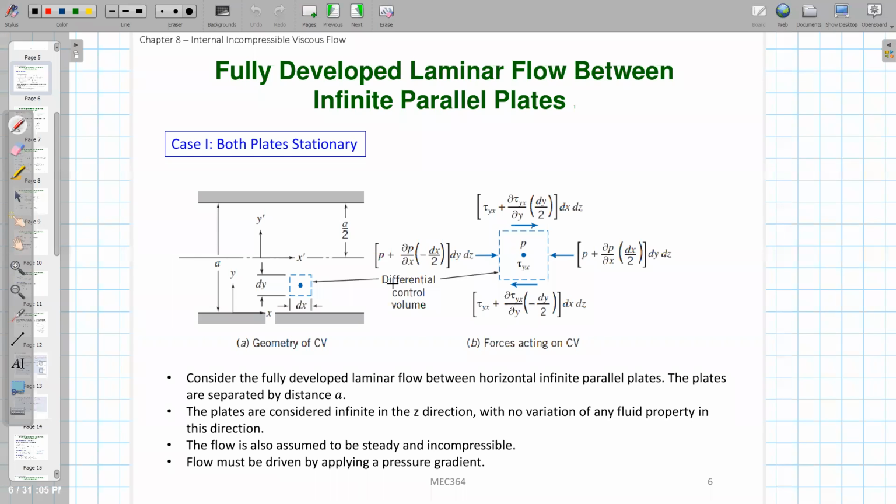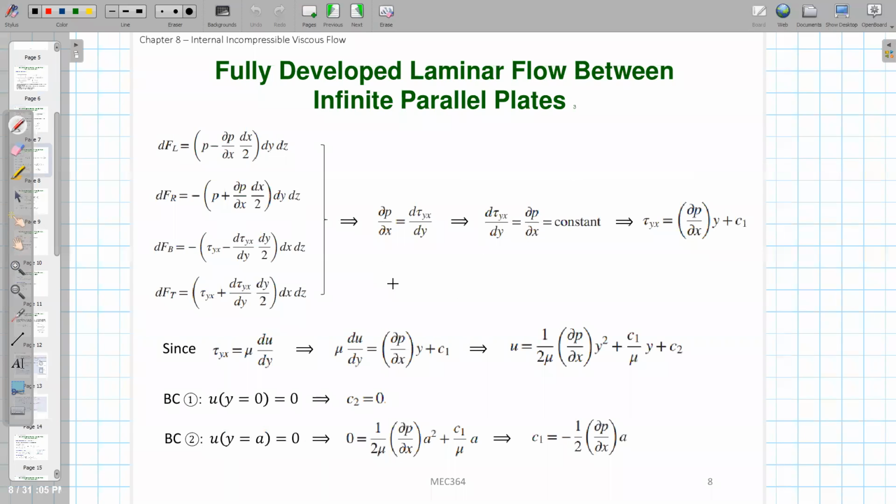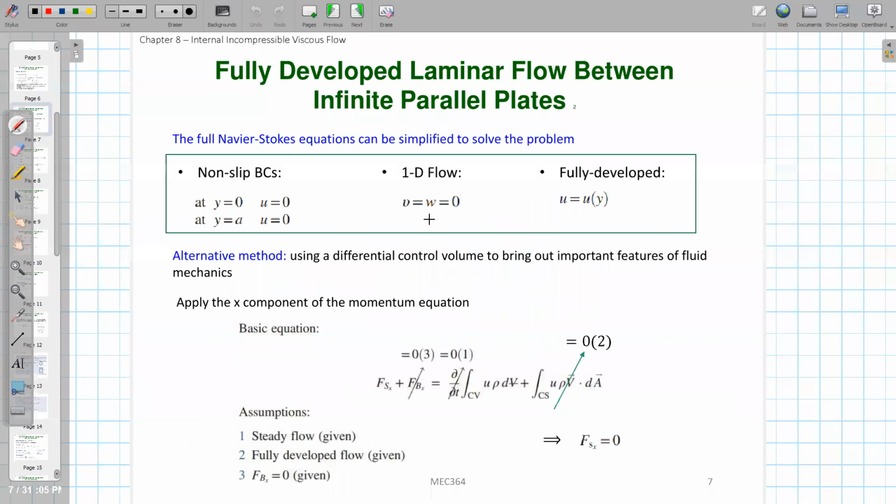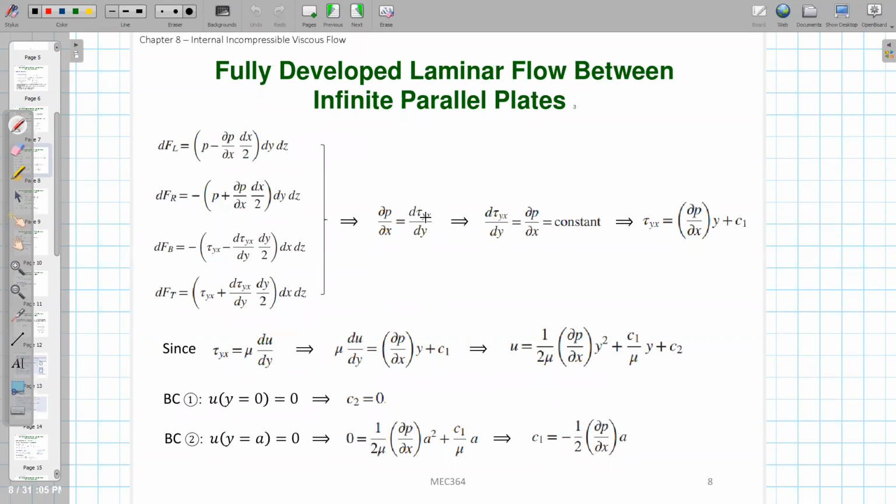Based on what we find, we get a differential equation. The momentum equation turns out to basically say that the x direction surface force summation is 0. Based on this, we get the equation for tau yx, and we know that tau yx is mu du/dy. Substituting this in, we obtain a differential equation for velocity. We integrate on y twice, and we can get the velocity profile. The unknown constants inside will be determined by the boundary conditions.